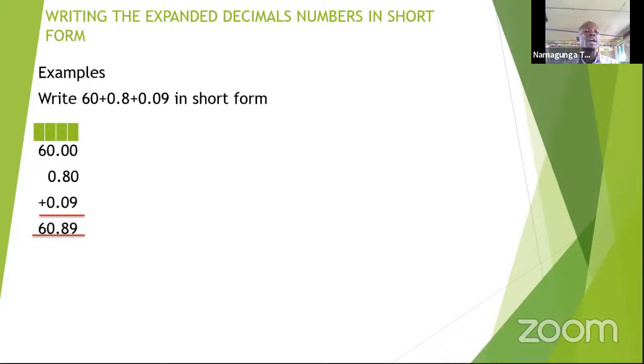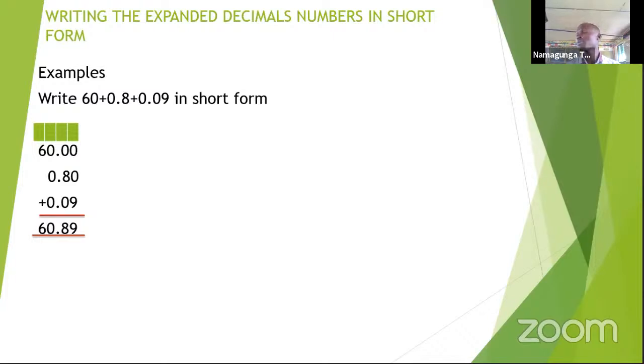The next one we have there is 0.09, where we have 0 point, because 0 was the only digit on the left of the decimal point. And on the right of the decimal point, we had 0, then 9.